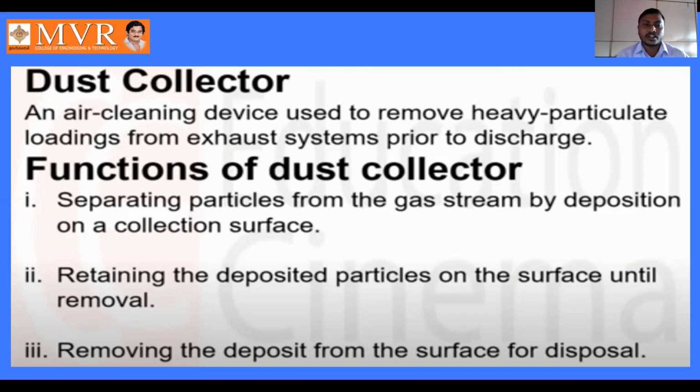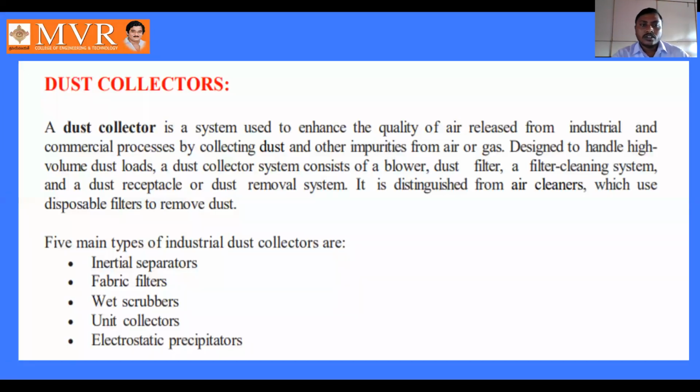Functions of dust collector. What is the function of a dust collector? Separating particulate particles from the gas stream by deposition on a collection surface, retaining the deposited particles on the surface until removal, and removing the deposit from the surface for disposal. See here, we have a definition of the dust collector: a system used to enhance the quality of air. For getting the quality of air, we remove the dust particles in the air from industrial and commercial processes by collecting dust and other impurities from air or gas.